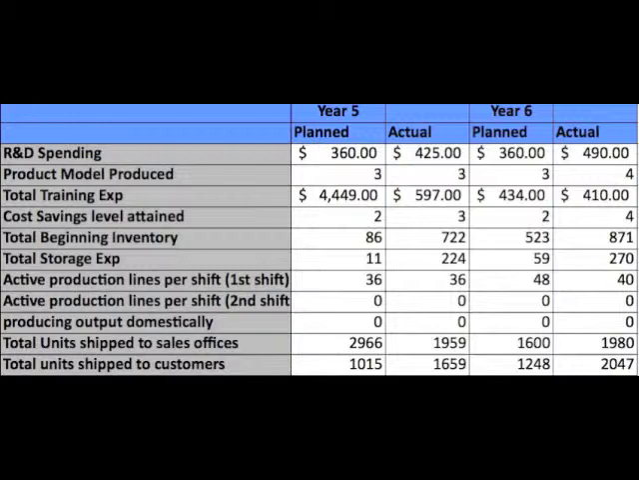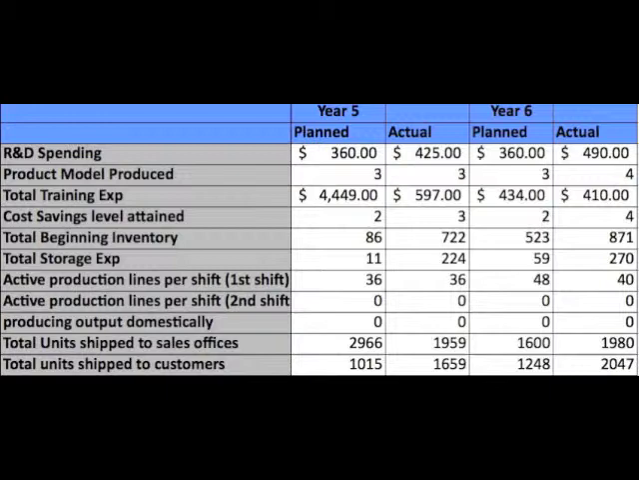Total storage expenses. Just like our estimates for beginning inventory for year 5, our estimate for total storage was underestimated. We planned to sell much more of our inventory, and as a result, we had to pay a greater storage expense.